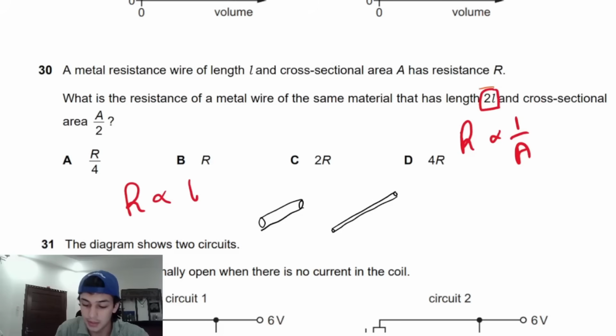So over here, since the length increases by 2 times, resistance also increases by 2 times. So if you have R over here, the resistance right now should be twice the amount. Similarly, the area also halves, so the resistance doubles. So we're going to see times 2, which should be D.